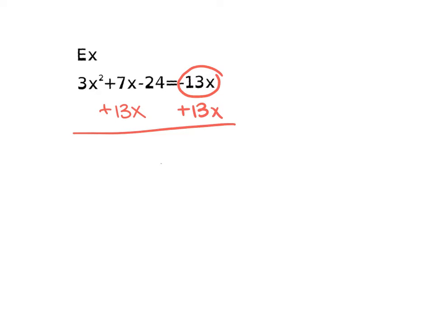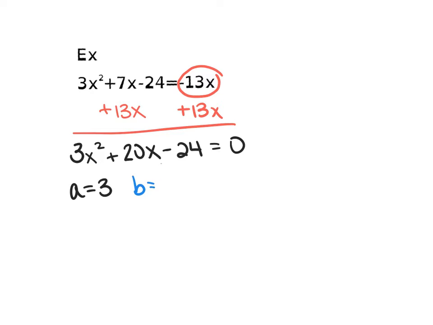And when we get that, the new equation is going to be 3x squared, 7x plus 13x is 20x, minus 24. And now that'll be equal to 0. So from here, we identify A, B, and C. A is equal to 3, B is equal to 20, and C is equal to a negative 24.